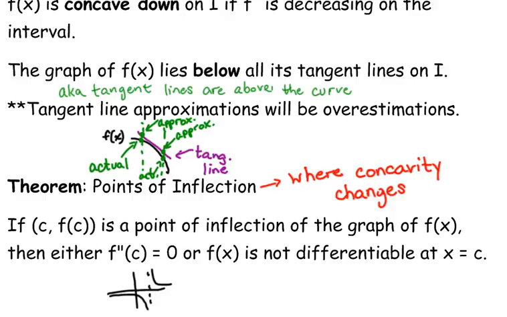So our point of inflection here, let's say that that's 2. Our point of inflection would be 2. When we took the second derivative, we should get a critical point for the second derivative at 2, because it changes concavity. It's discontinuous at 2, but that's where it changes from concave down to concave up. If you are not continuous, then you are not differentiable.